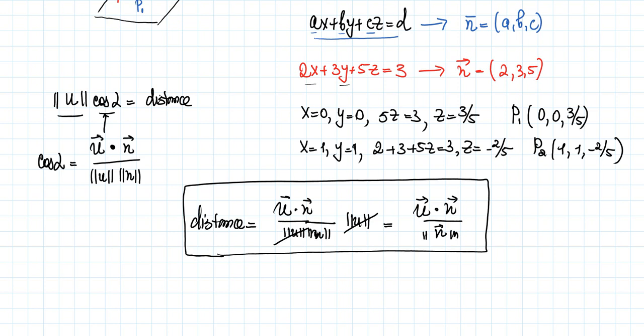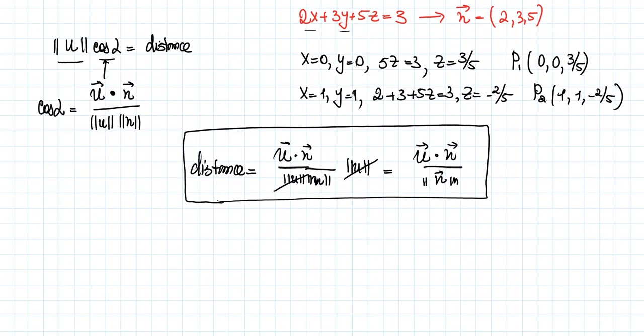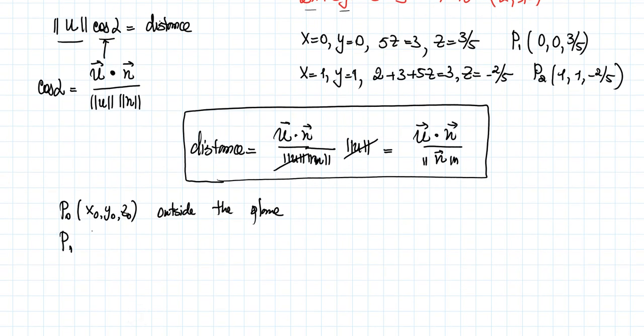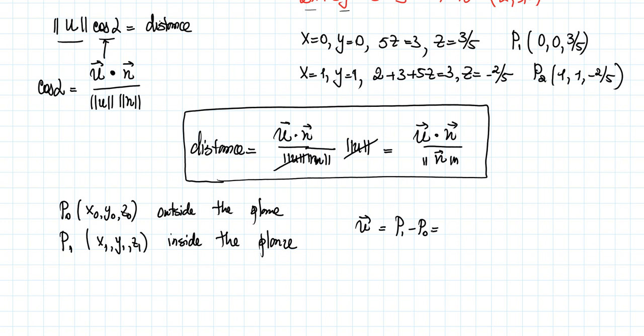This formula is a little bit unclear for us, right? So let's talk about a more specific formula by substituting the components of n and u. Okay? If you're given the point P0 with the coordinates x0, y0, and z0 outside the plane, and we can find any point P1 with the coordinates x1, y1, and z1 inside the plane, then we can find this vector u by subtracting P0 from P1 or vice versa. It doesn't matter. So it's going to be equal to x1 minus x0, y1 minus y0, z1 minus z0, right?